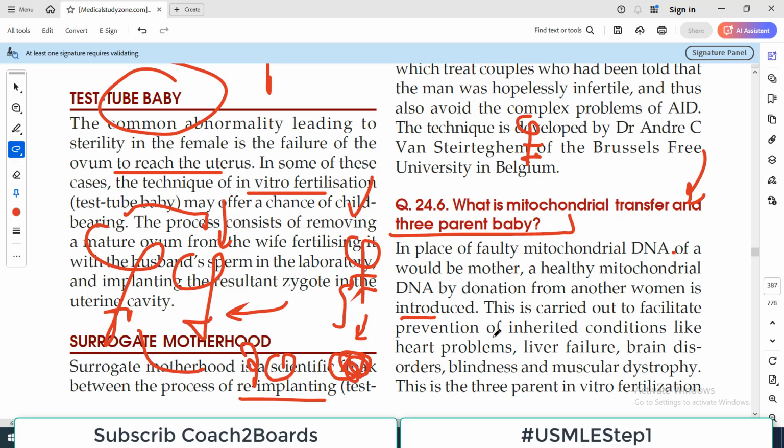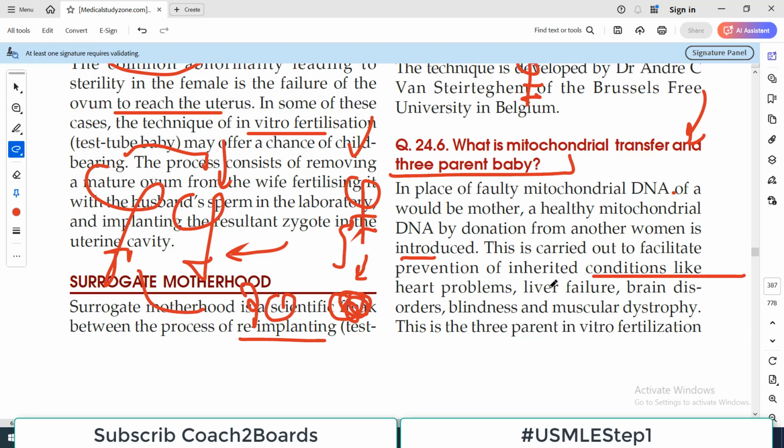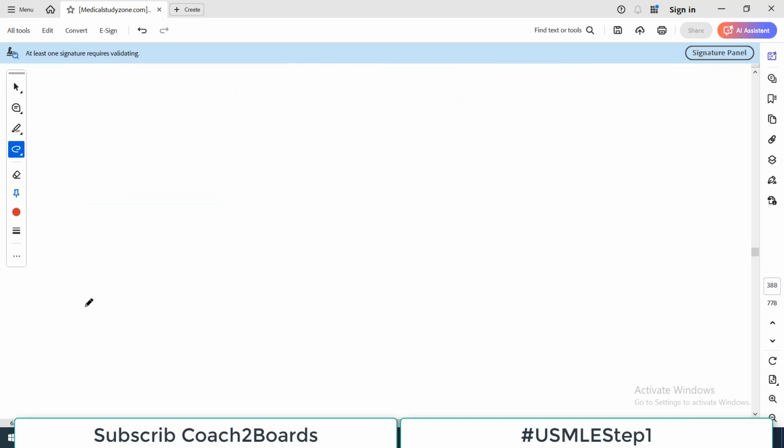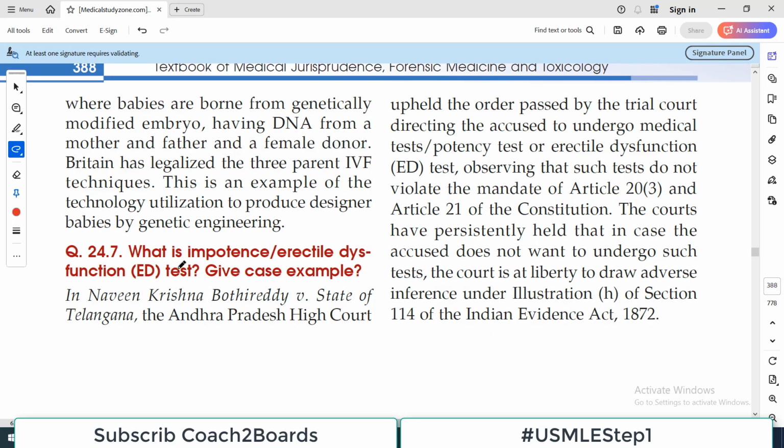This is carried out to facilitate the prevention of inherited conditions, right? This is what we call three parent, because now a third parent is also involved. Three parent in vitro fertilization. Alright, that's done. Britain has legalized this three-parent in vitro fertilization. Certain countries are looking into such.